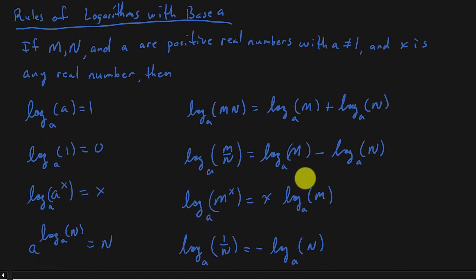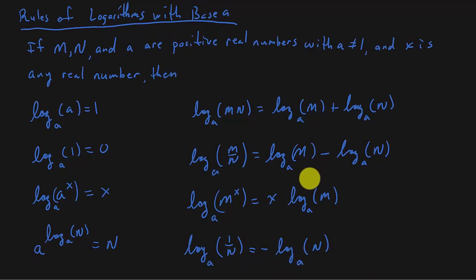All right, moving right along. So here is all of your properties together. Rules of logarithms with base a. If m, n, and a are positive real numbers with a not equal to 1 and x is any real number, then the log of a with base a is equal to 1. The log of 1 with base a. No matter what the base is, if you're taking the log of 1, that's 0. And then this one, the log of a to the x with base a is x. If these are the same, your answer is your exponent.